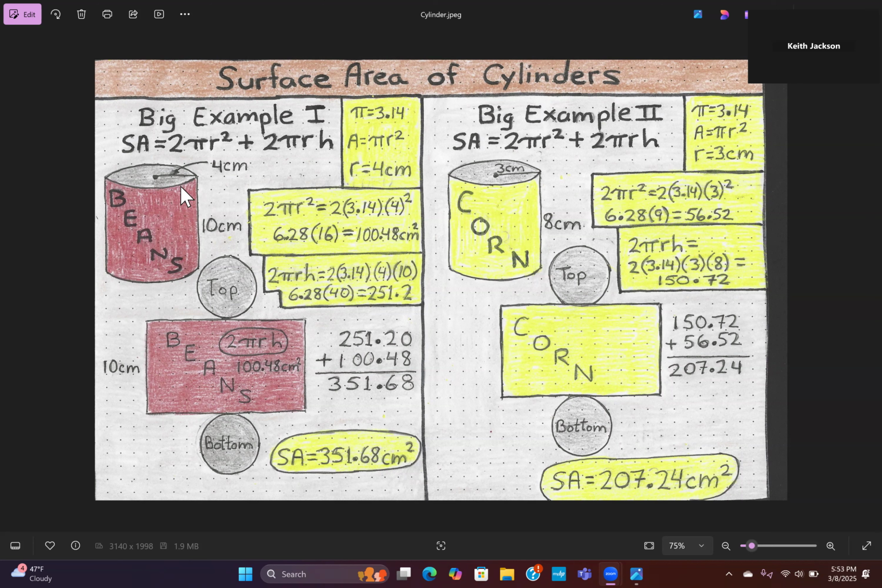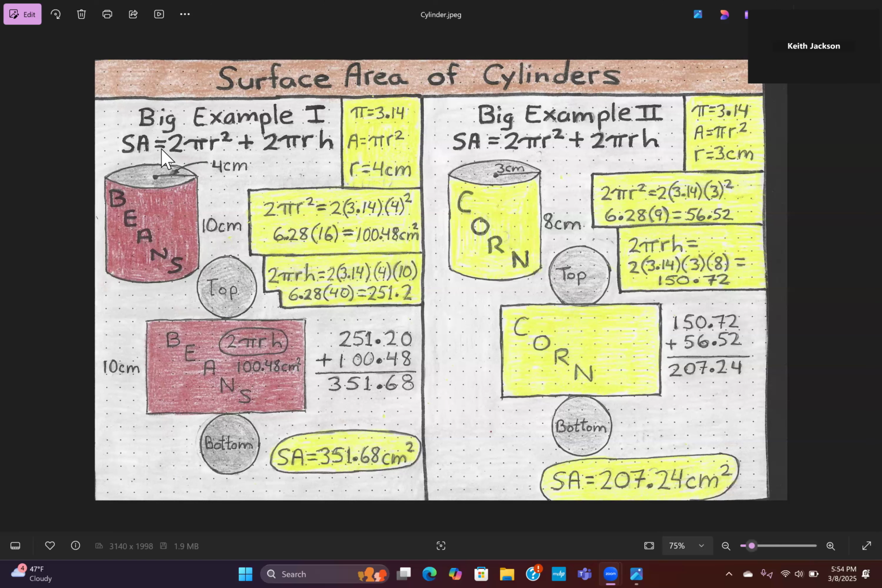It comes like this. Surface area is equal to 2 pi r squared plus 2 pi r h. What do those terms mean? What does this formula mean? We're going to multiply 2 times pi. Pi right here is equal to 3.14, and you can see it right here. R is equal to the radius, and in this case, it is 4 centimeters.